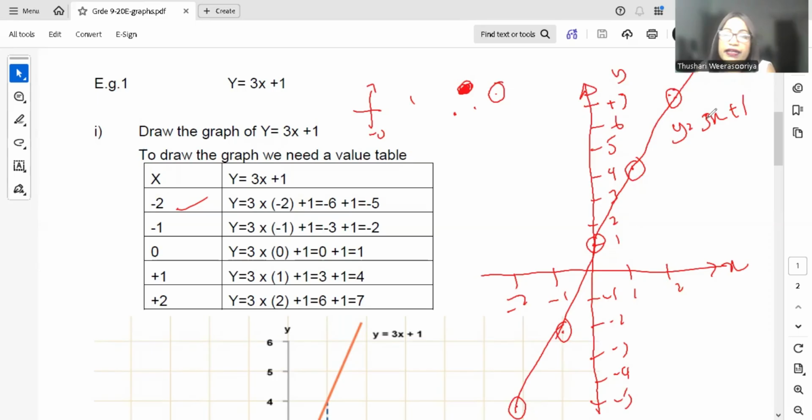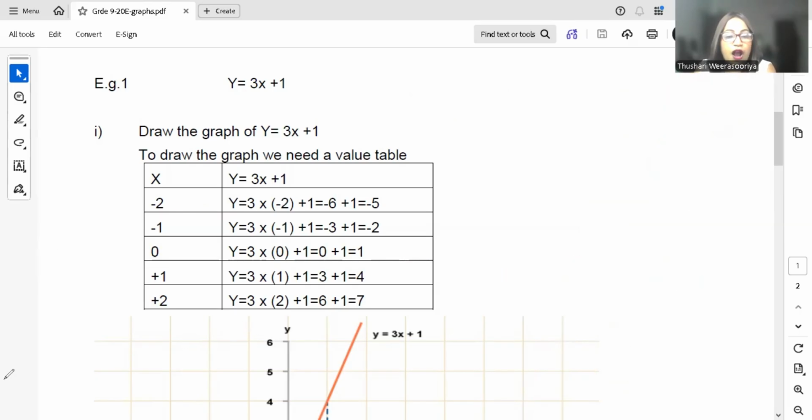In this lesson, we are mainly talking about two main topics, right? That is, how to draw the graph and how to find the m and c. Now we'll go to find the m and c. Okay, that is the main part. I think you can understand how to draw the graph. We will move on to how to find the m and c.